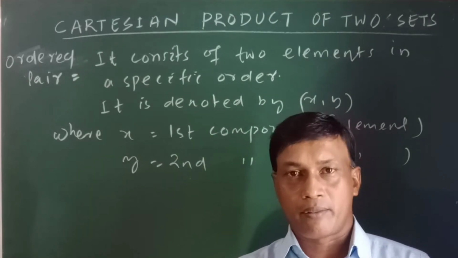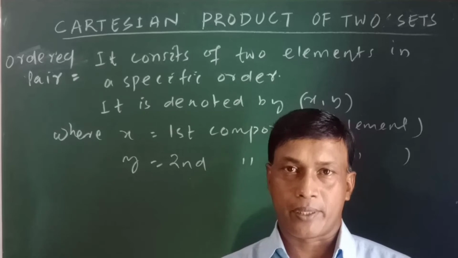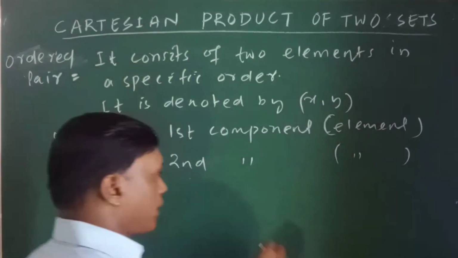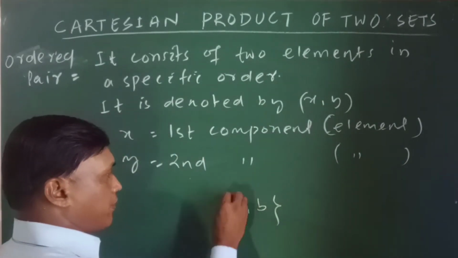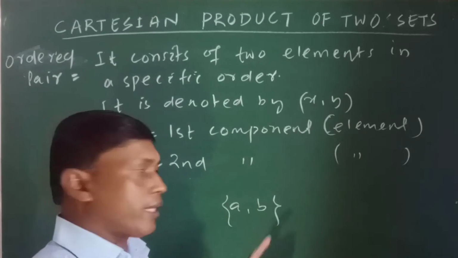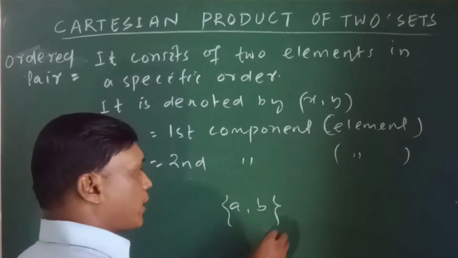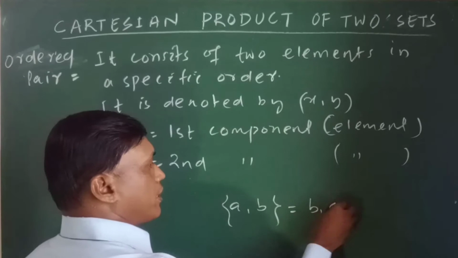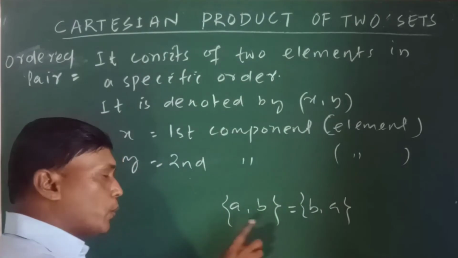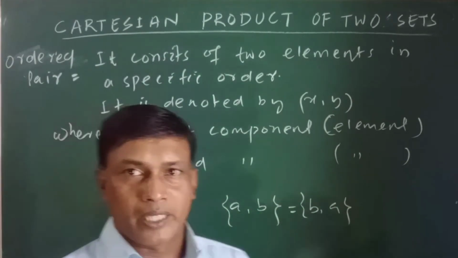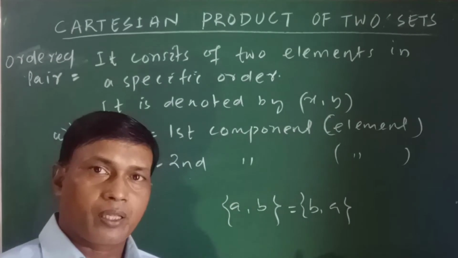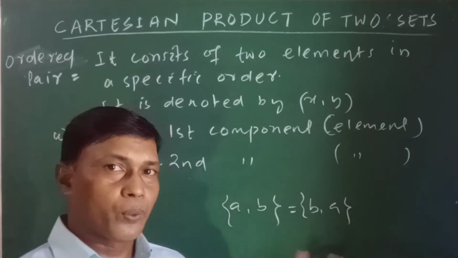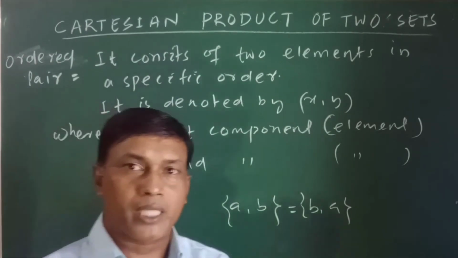First is a pair. Pair means a set of two elements. So if we take a set {A, B}, then this is a pair. Pair means a set. But here, look, {A, B} is equal to {B, A}. There is no order of A and B. A can be placed in first position and also can be placed in second position. There is no order of these two elements. There is no specific order.